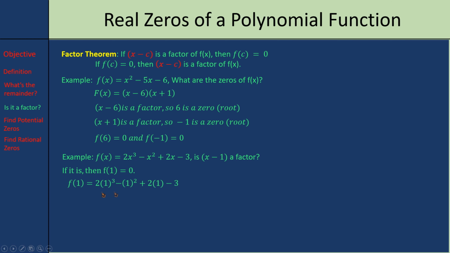I find f of 1. So it gives me all this junk, and ultimately, it gives me 0. So yes, it is a factor. So if you want to know if it's a factor, find f of whatever x is subtracting. If it's 0, it's a factor. Now, this one for you to try is x plus 2 a factor. What you would do is find f of negative 2 to see if it's equal to 0.